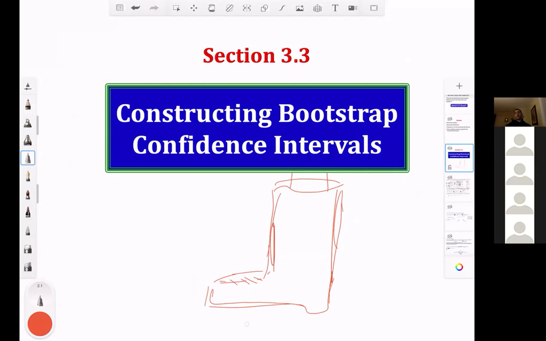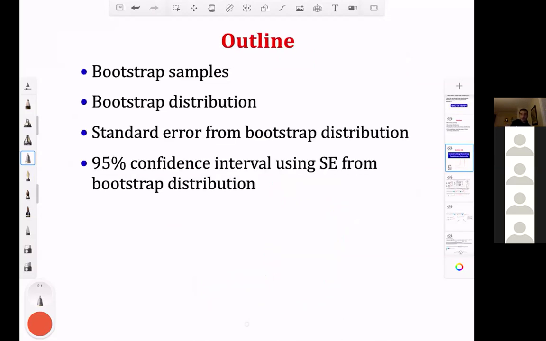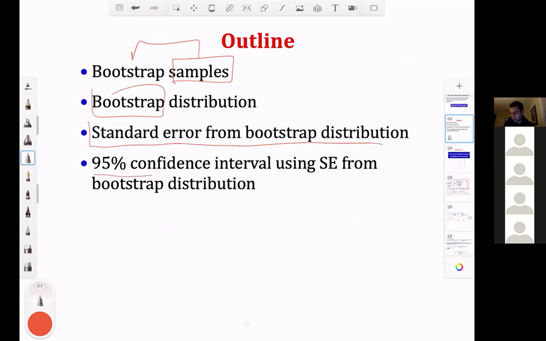All right, let's learn some new terminology here. Bootstrap samples. Again, we have samples, now we have bootstrap samples. We used to have a sampling distribution, now we have a bootstrap distribution. That's what we're going to learn right now: standard error from bootstrap, and the 95% confidence interval using the standard error from the bootstrap distribution.